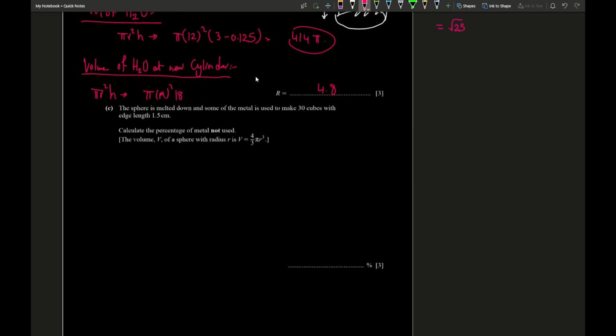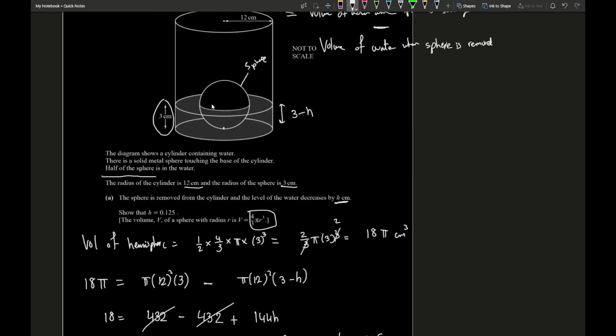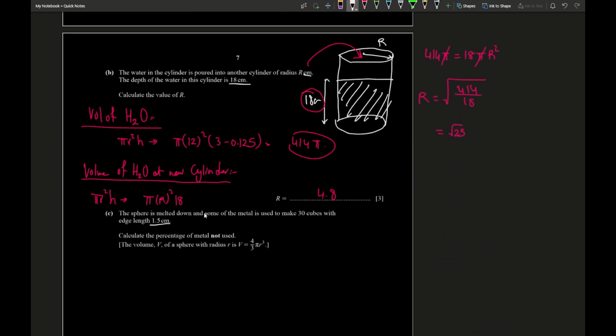For part C, the sphere is melted down and some of the metal is used to make 30 cubes with edge length 1.5 centimeter. So the sphere that was in the old cylinder melted and became liquid. Then they used that liquid to make 30 cubes with side length 1.5. Then it says calculate the percentage of metal not used.